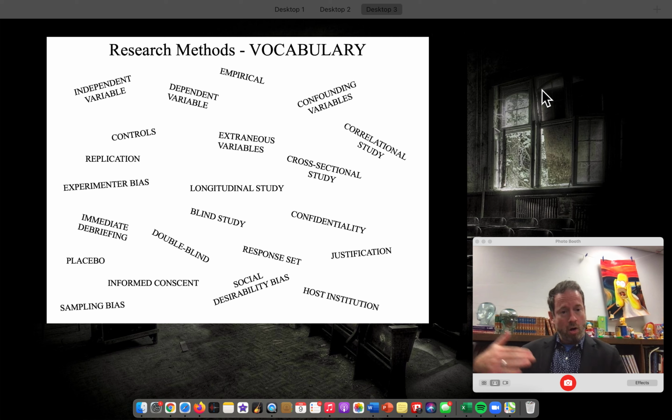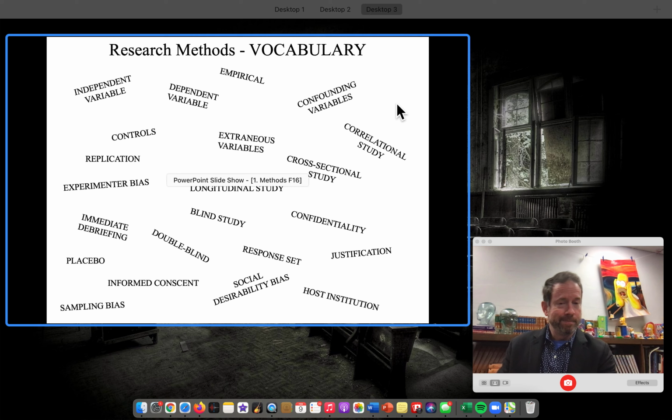There's others here. Longitudinal study is a long-term study, so it might be tracking children as they grow up over decades, perhaps, a long-term study. Whereas cross-sectional study would be like, we could do it now. It doesn't have to be long-term, and we just get different age groups and compare them side by side. 3-year-olds with 6-year-olds, with 9-year-olds, with 12-year-olds on some task. And so that's cross-sectional, cross-section of different age groups in this case.